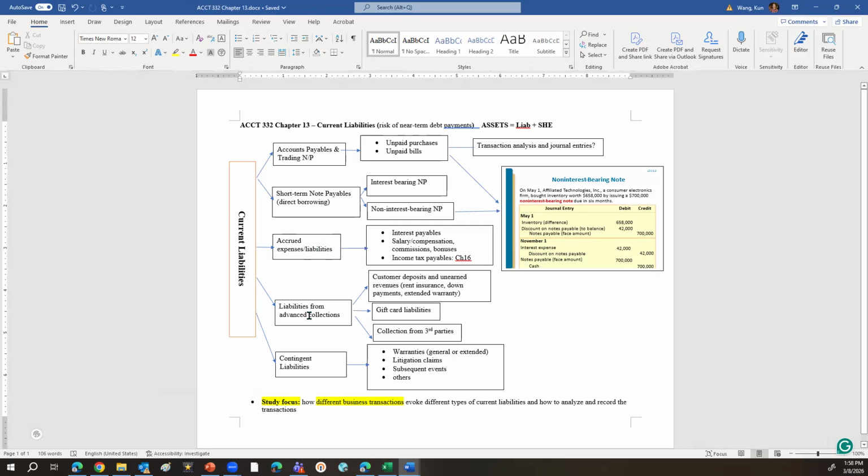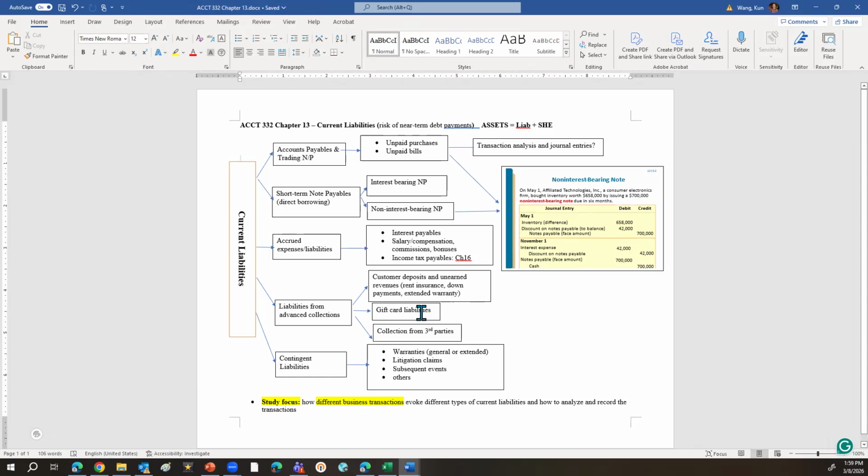Then we have the liabilities related to advance collection from customers, like customer deposits or unearned revenues. If you have collected cash related to rent, subscriptions, insurance or down payments, we collect cash before we deliver the products or provide a service to customers. So when you receive the cash, it represents an unearned liability to the customers. That's the general group of unearned revenues.